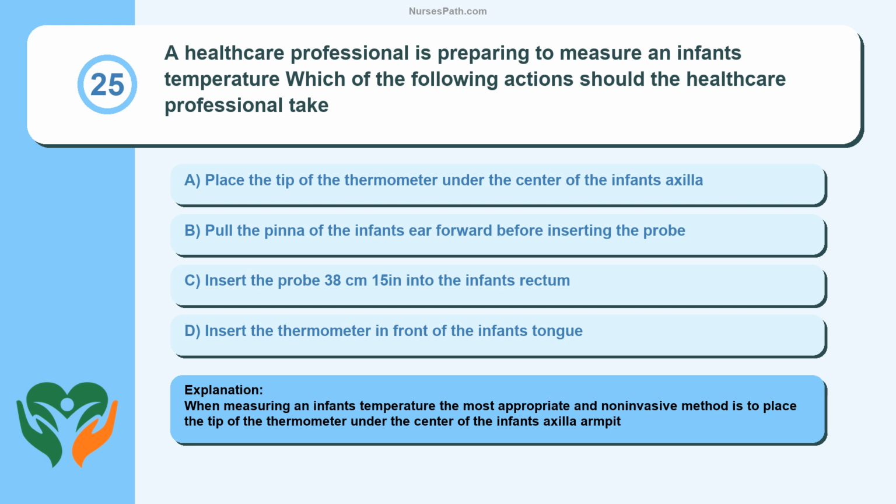When measuring an infant's temperature, the most appropriate and non-invasive method is to place the tip of the thermometer under the center of the infant's axilla (armpit).